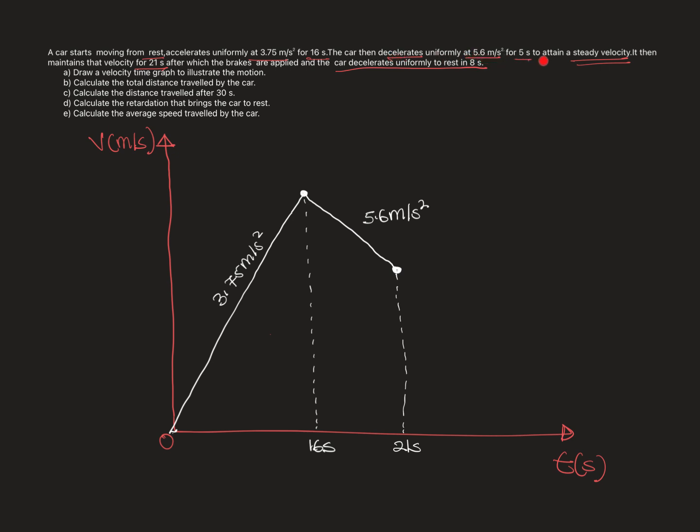So it decelerated uniformly to attain a steady velocity, which means this is the point it attains a steady velocity. After that, it maintains that steady velocity for a period of 21 seconds. So if you add it to this 21, we're going to have 42 seconds.